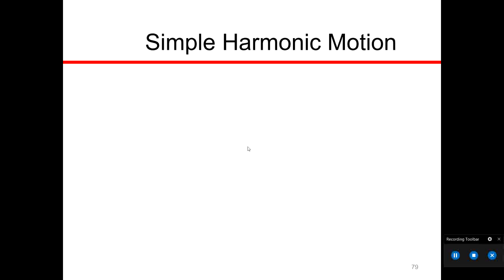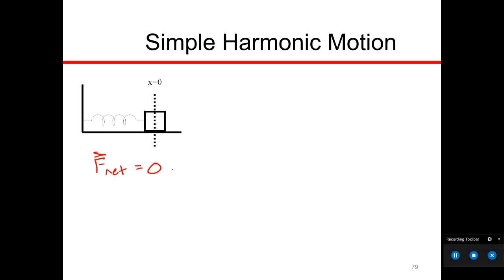So first, let's start with a horizontal spring. Here we have a spring resting on a table. We'll assume the table is frictionless. We put a block on it, and it's resting at its equilibrium position. In this position, we know that the net force on the block is equal to 0 newtons. It's not moving, just sitting there.